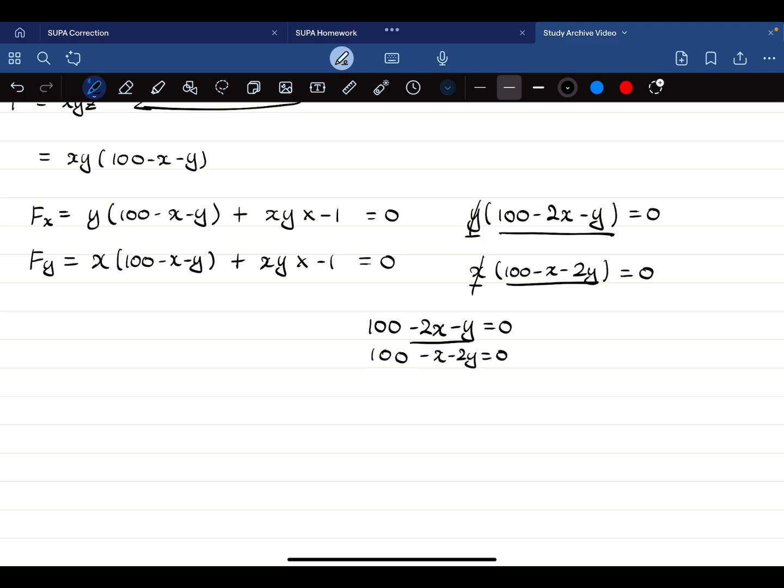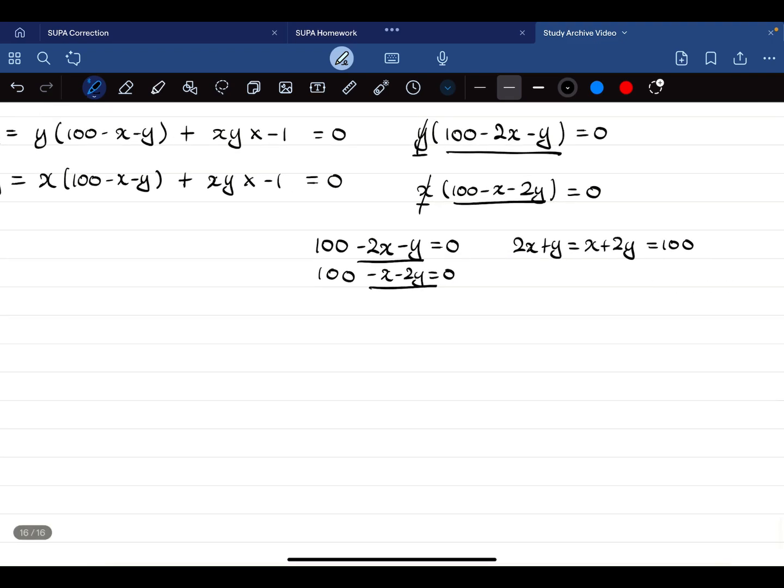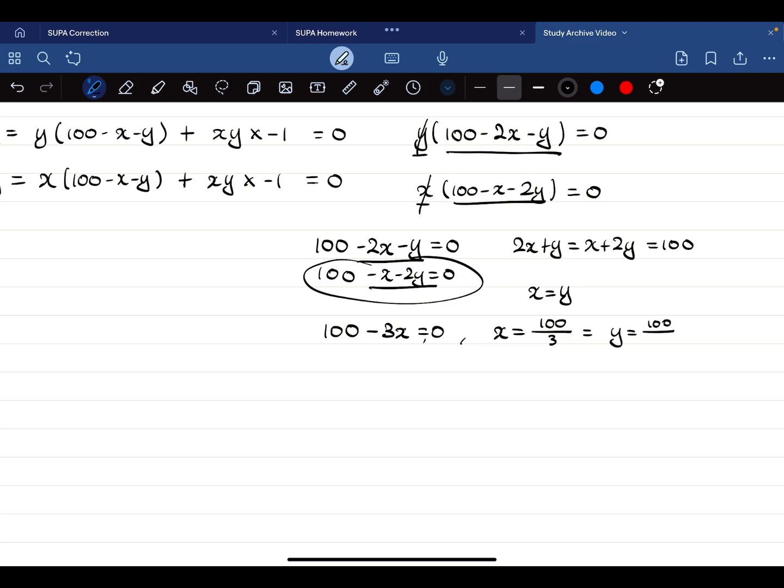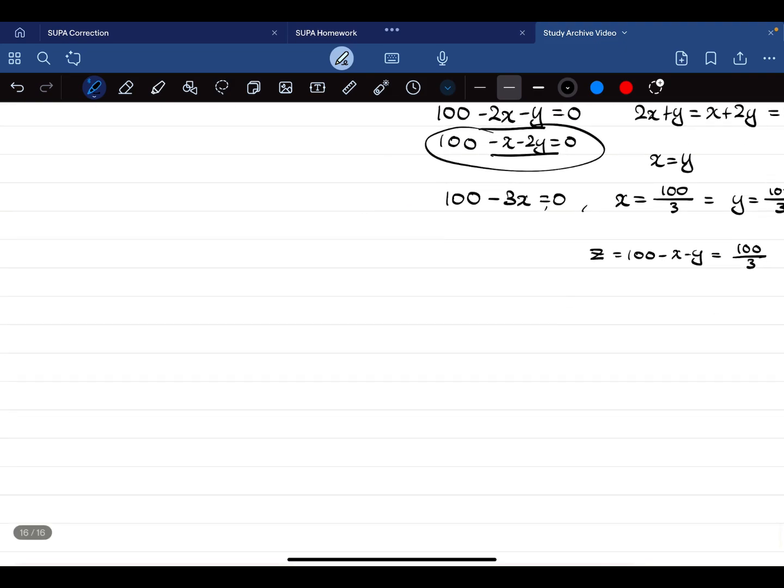And we can equate these two parts because they both equal 100. And this basically shows that x equals y, and for them to make this 0, it's basically going to look like this, which makes x equal 100 over 3, and y is also 100 over 3. And let's look at what z was. That's 100 minus x minus y, which is going to be another 100 over 3.